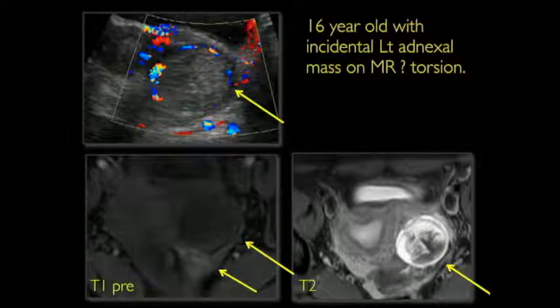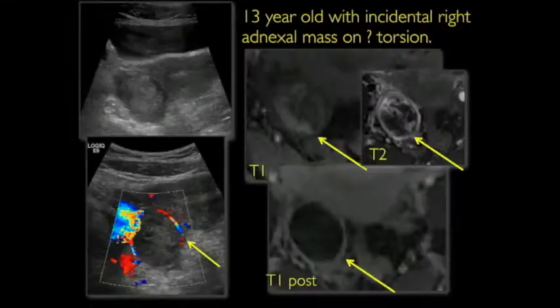But you could see a little bit of bright signal within the cul-de-sac. So there's blood in the cul-de-sac. And on the T2, it has a characteristic, very heterogeneous, complex kind of appearance. And all of these findings together are very reassuring that we're dealing with a hemorrhagic cyst. Here's another example, a 13-year-old with an incidental right adnexal mass. Could it possibly be a torsion?